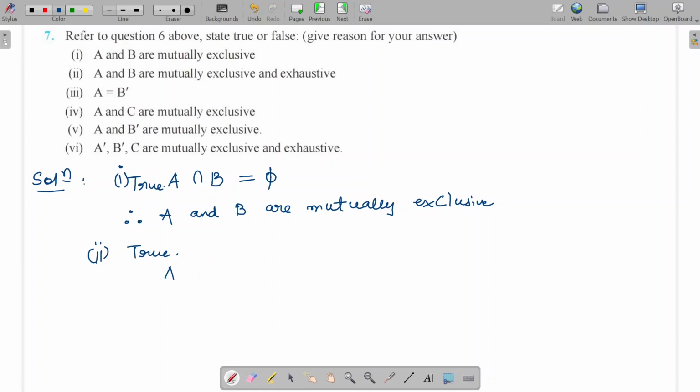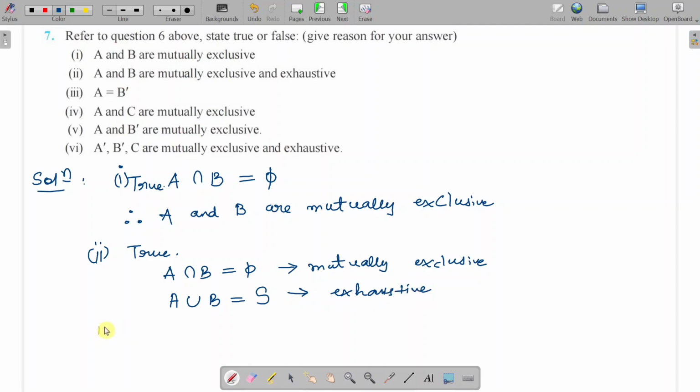Because we had seen earlier A intersection B is empty set, which means that they are mutually exclusive, and A union B also we had seen it is the whole sample space, right? So that means it is exhaustive. So this means mutually exclusive, and this means exhaustive, right? This we had seen.